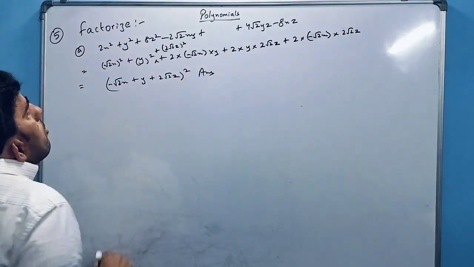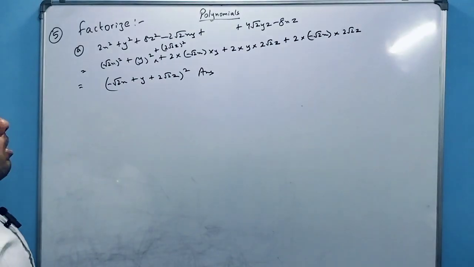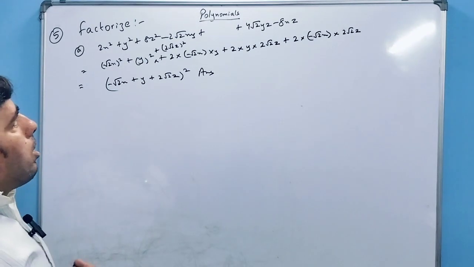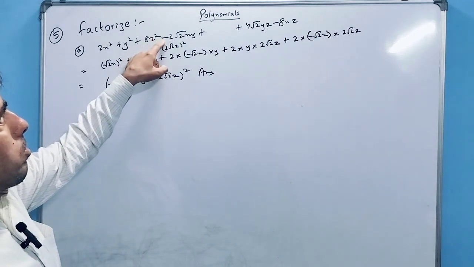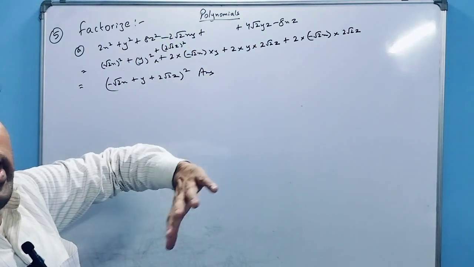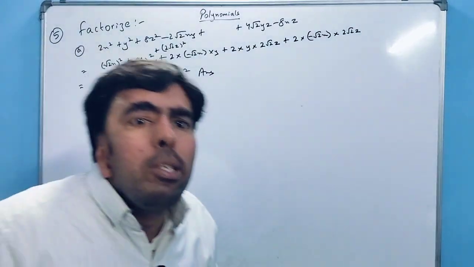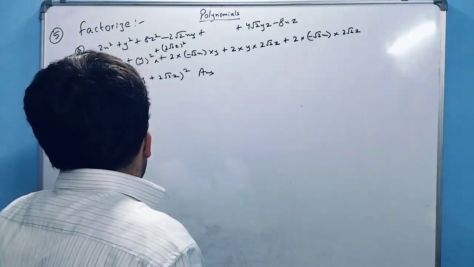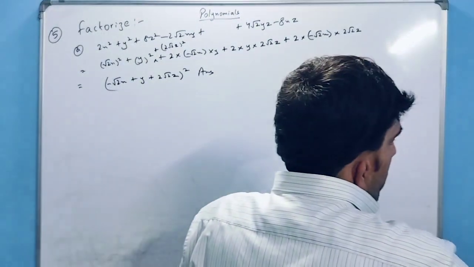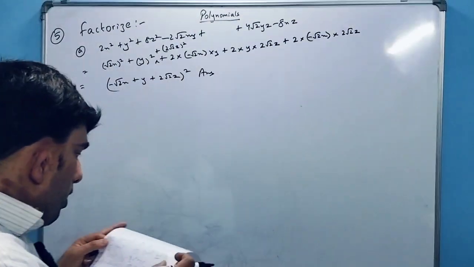Okay, so the question is like this: 2x squared plus y squared plus 8z squared minus 2√x. Here minus is given, no? So we need to take care of where the negative sign is, then the identity will be changed according to it. Okay, so that is what they have. Now we'll try to solve the next question.